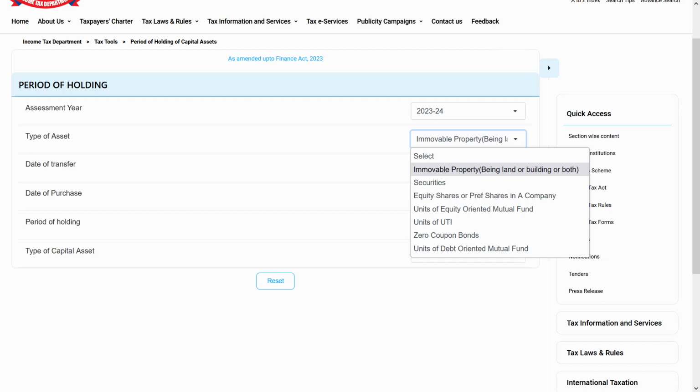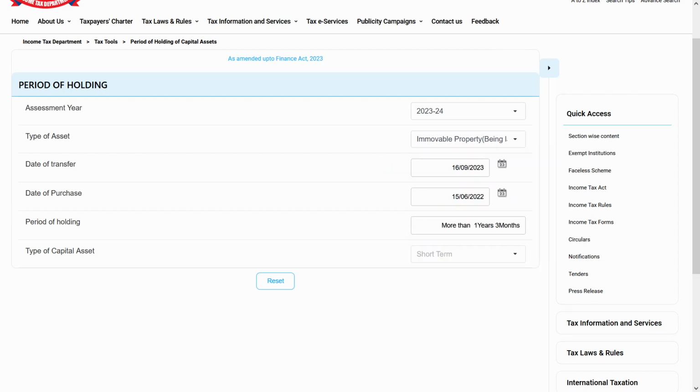Let's now try and select another capital asset, this time immovable property. Date of transfer and date of purchase would remain the same. So the period of holding is same, that is 1 year 3 months. But the type of capital asset here is short term. That is because in case of immovable properties, if the period of holding is up to 24 months, then such asset would be a short term capital asset.